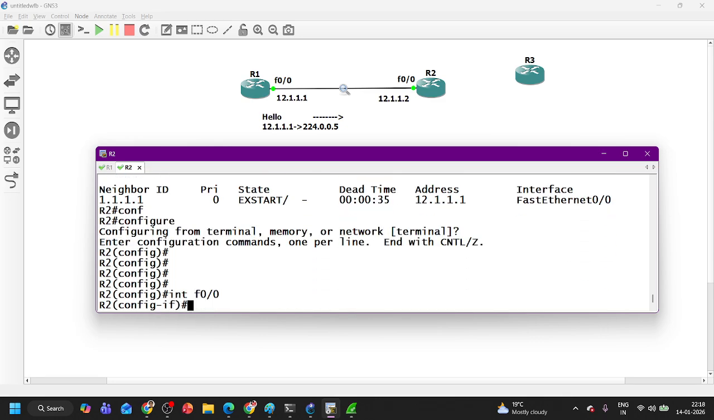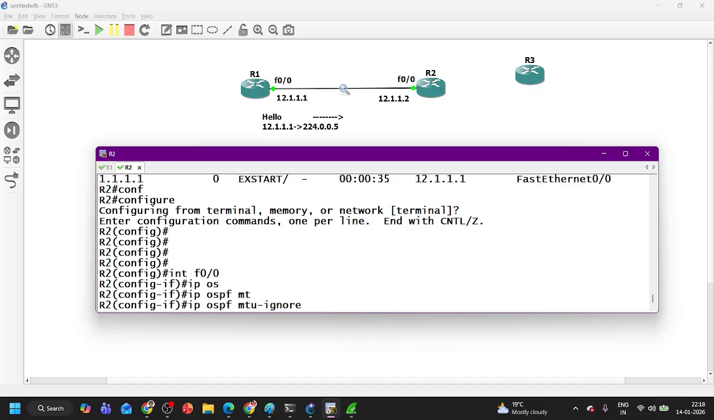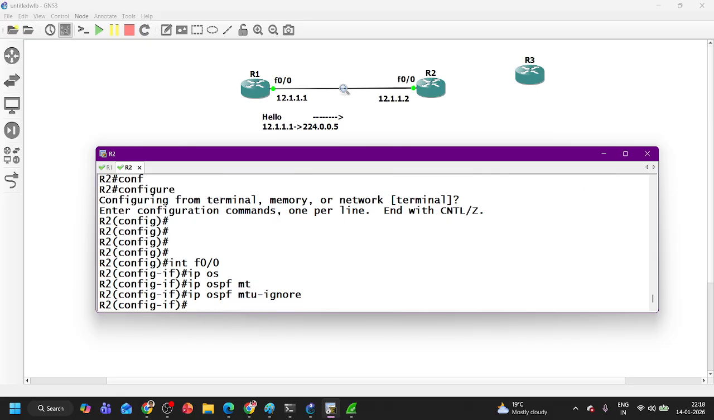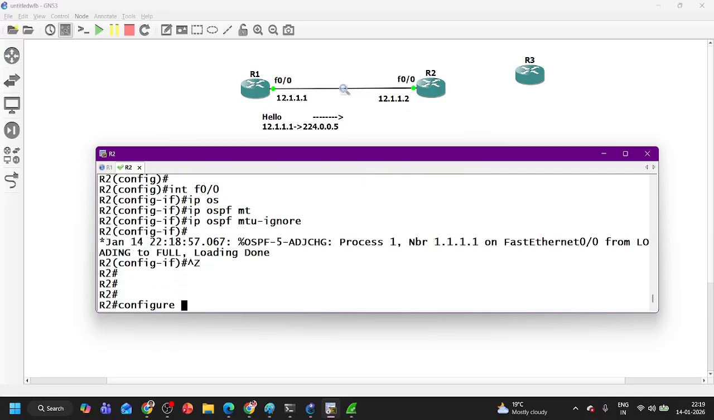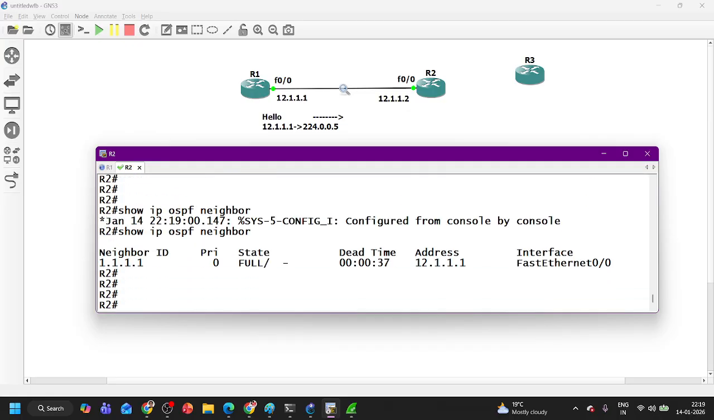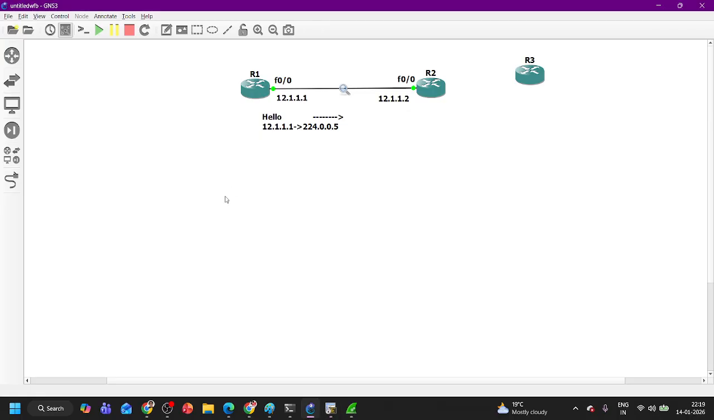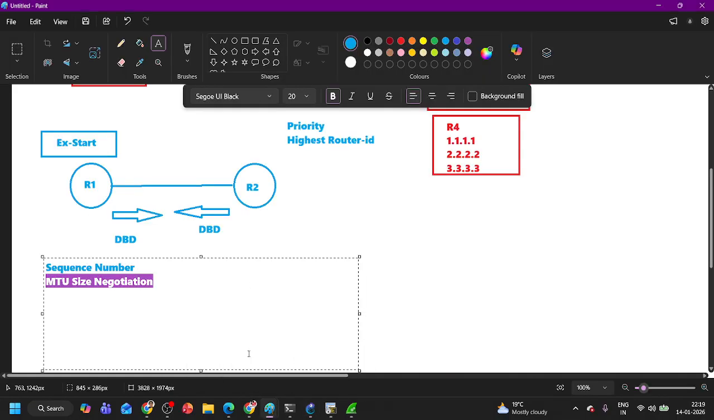Interface F0/0, ip ospf mtu-ignore. After running this command, your neighborship will come up again. Now the router will not check any MTU. Again you can see the neighborship is in full state. So if someone asks, my OSPF neighborship is stuck in ExStart state, what can be the issue, or you are troubleshooting, then check MTU.